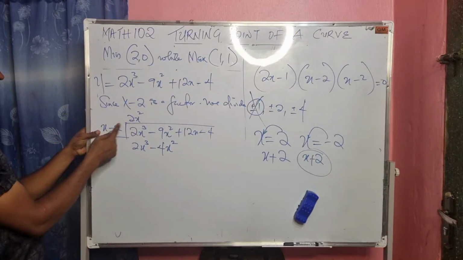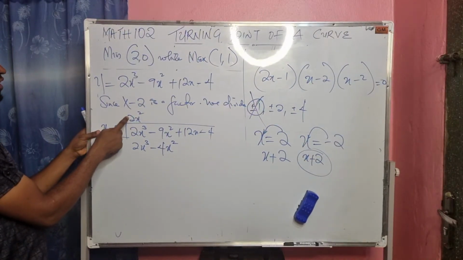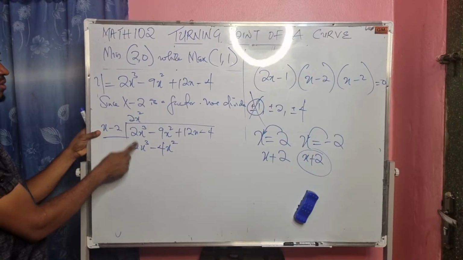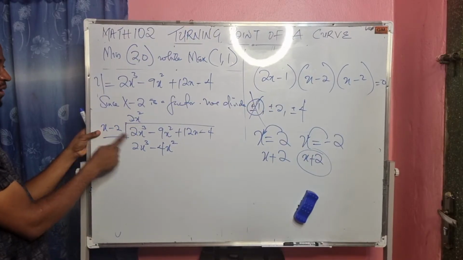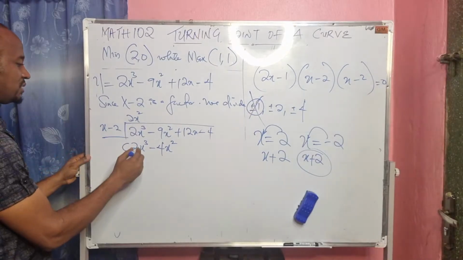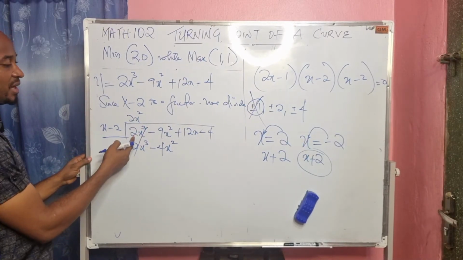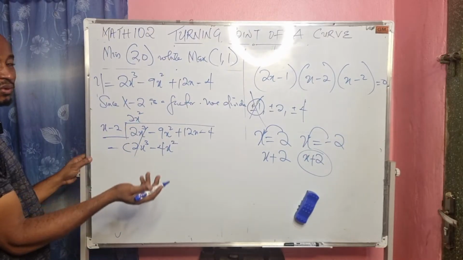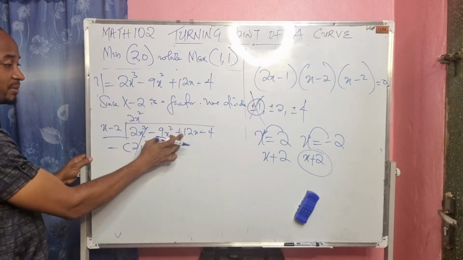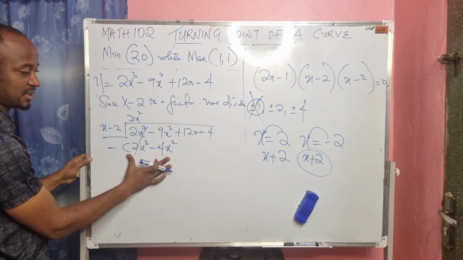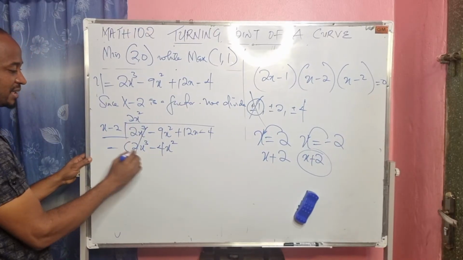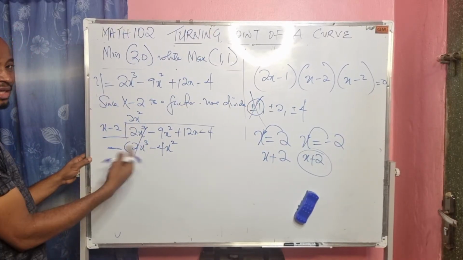I'll repeat again. Divide this with this. Multiply 2x squared by x, we have 2x cubed. Multiply 2x squared by minus 2, we have minus 4x squared. Now I will subtract, and 2x cubed minus 2x cubed will disappear. I will subtract all of this with this, so that's why I have to put my bracket here. When you subtract this, this will cancel out.